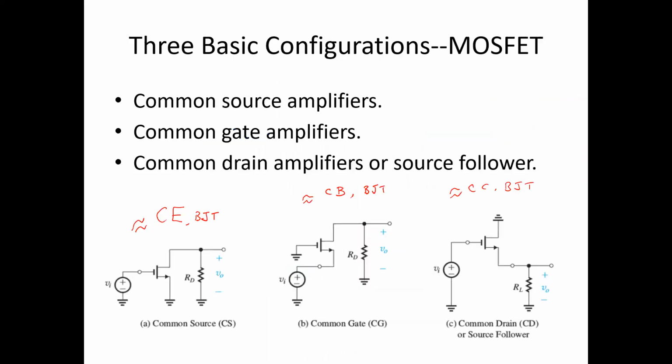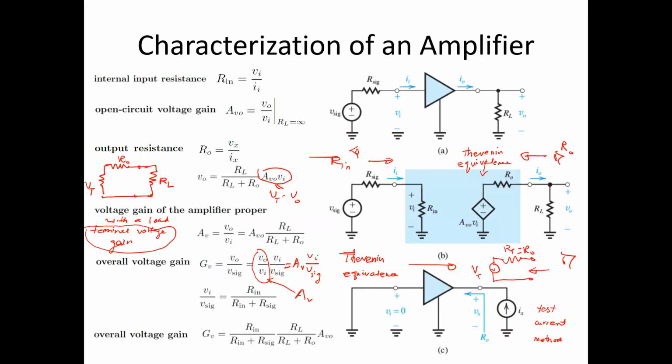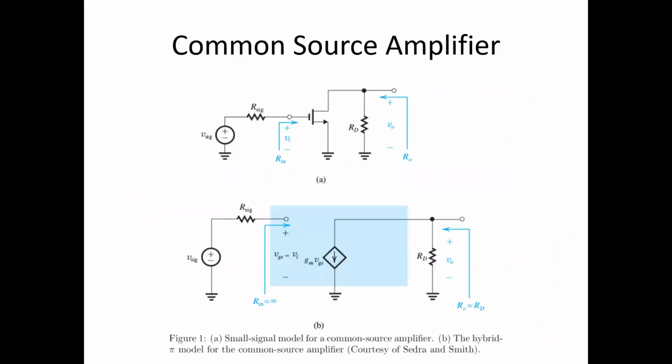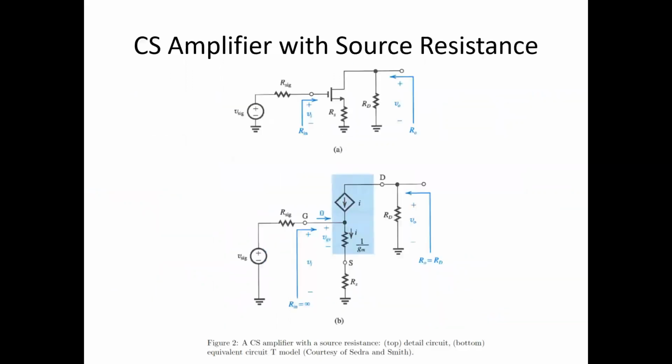In the last class, we have seen the three basic configurations of the MOSFET: common source amplifier, common gate amplifier, and common drain amplifier or source follower. We also tried to characterize the amplifier, and then we have seen the common source amplifier. Now, today we will see the common source amplifier with source resistance and also the common drain, what is known as the source follower.